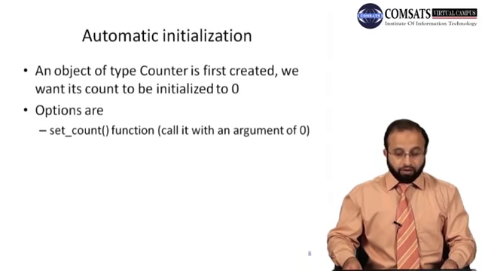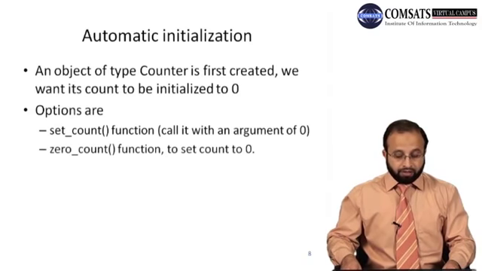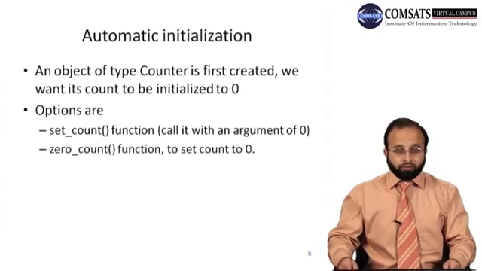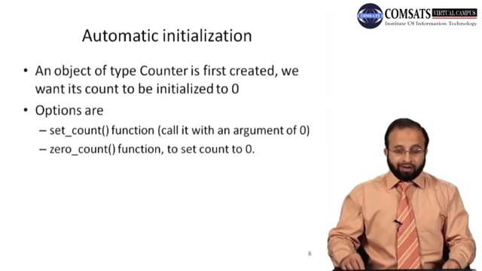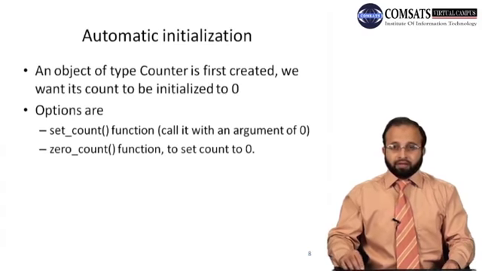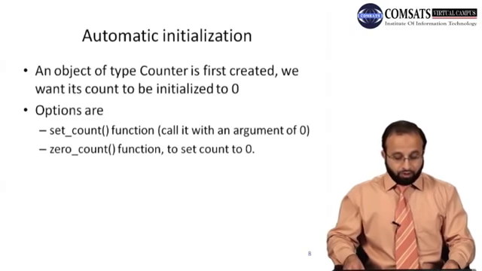So set count, you pass the value 0, and it will initialize it. That is one mechanism. The other mechanism is a zero_count function to set count to 0. That is the second option. You have a function, you are not passing any value to that function. Whenever you call the zero_count function with an object of the counter class, it initializes the count private data member of that object to 0. So these are the two options.